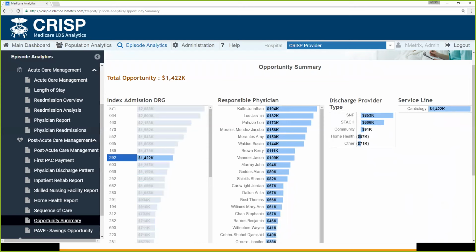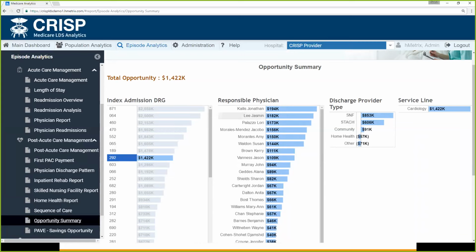of the other columns to just that DRG, and it will also update the total opportunity to what you have filtered. So we went from $46 million now to almost $1.5 million for this one DRG. And you can obviously see that this DRG is cardiology line, so there's, of course, no other service lines under this column. But now we have a list of the responsible physicians that are responsible for those episodes and the amount of dollars that they have in the previous year that they could have possibly trimmed down one way or the other, as well as the different opportunities based on the different discharge providers.